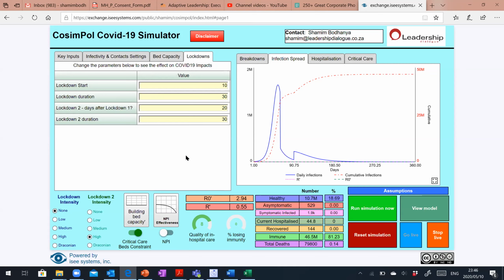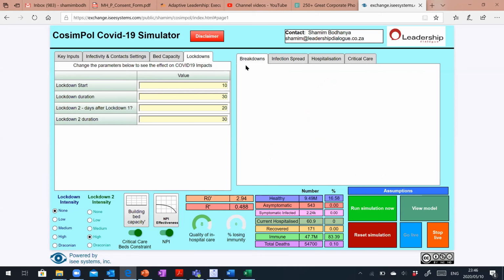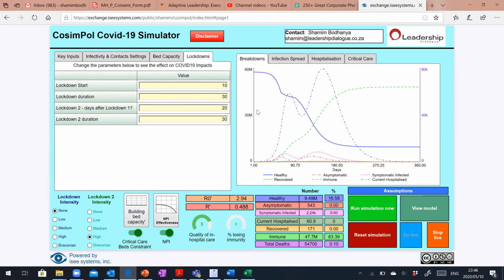And the non-pharmaceutical interventions would be things like the use of personal protective equipment, masks, social distancing, hand washing with soap, etc. So if I turn that switch on, you'll see the contribution to that. And so now we've brought the deaths down by even more, and it's shifted the peak curve. Let's go to the breakdowns, and that will give you a slightly better sense of what's happening in relation to the impacts of these two strategies. So here we have a lockdown intensity 2 of high, and we've turned on the switch for non-pharmaceutical interventions.